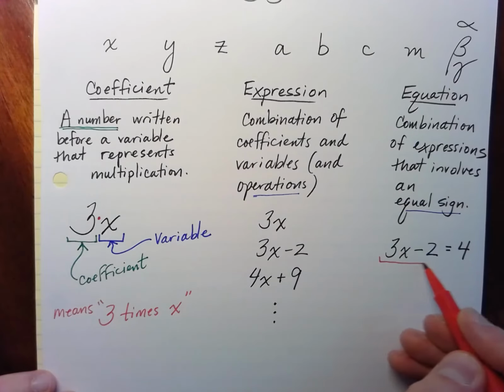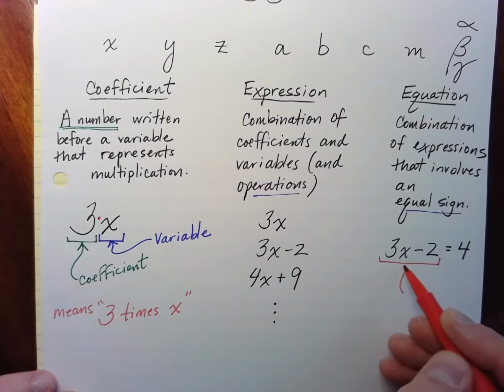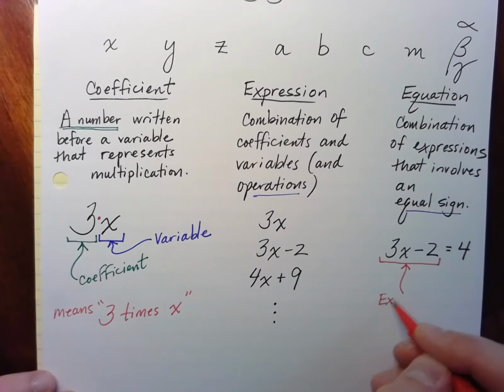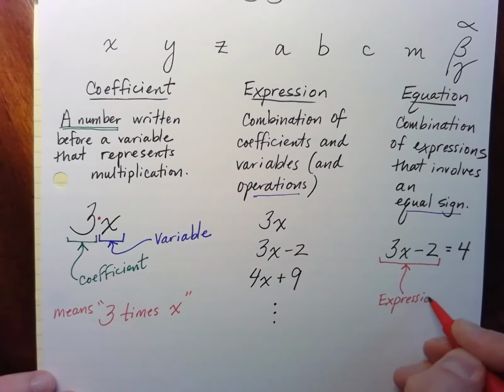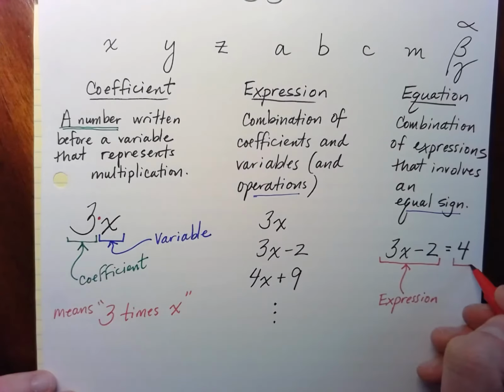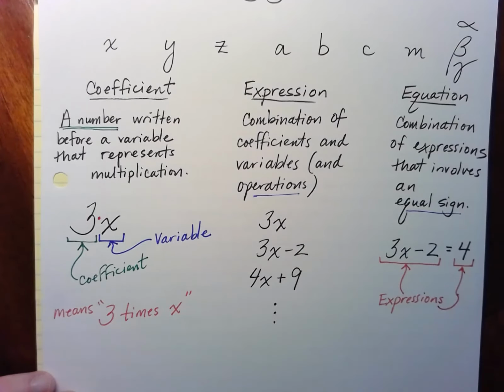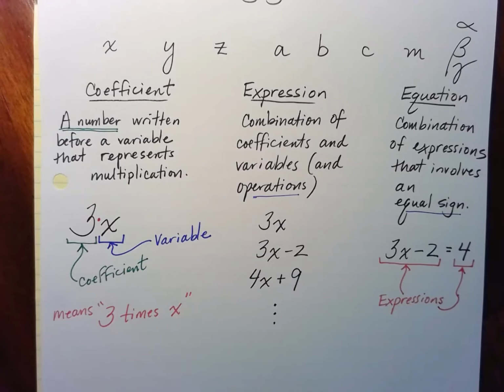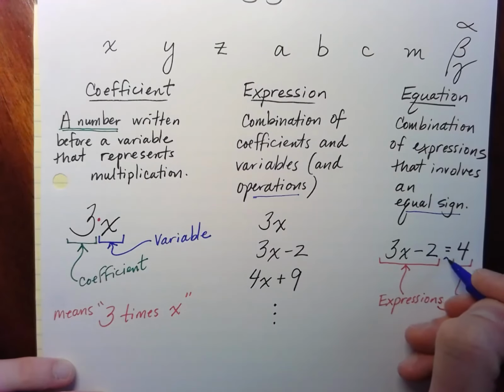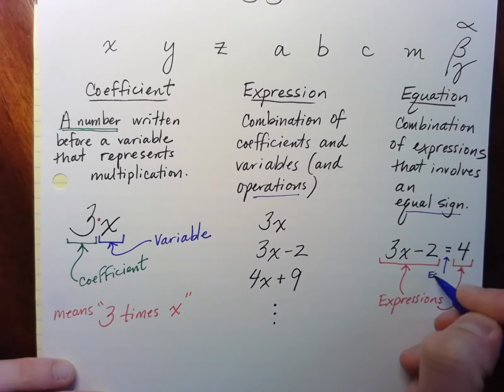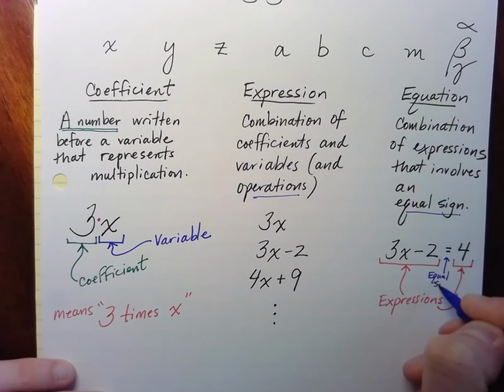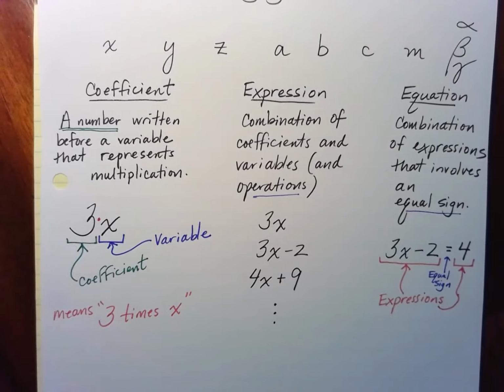because this is an expression. This is an expression. And so is the 4. Even though it doesn't have a variable in it, that is still considered an expression. So these are both expressions. And then, of course, the key here is that it has an equal sign. That's what makes it an equation, is that it has an equal sign.